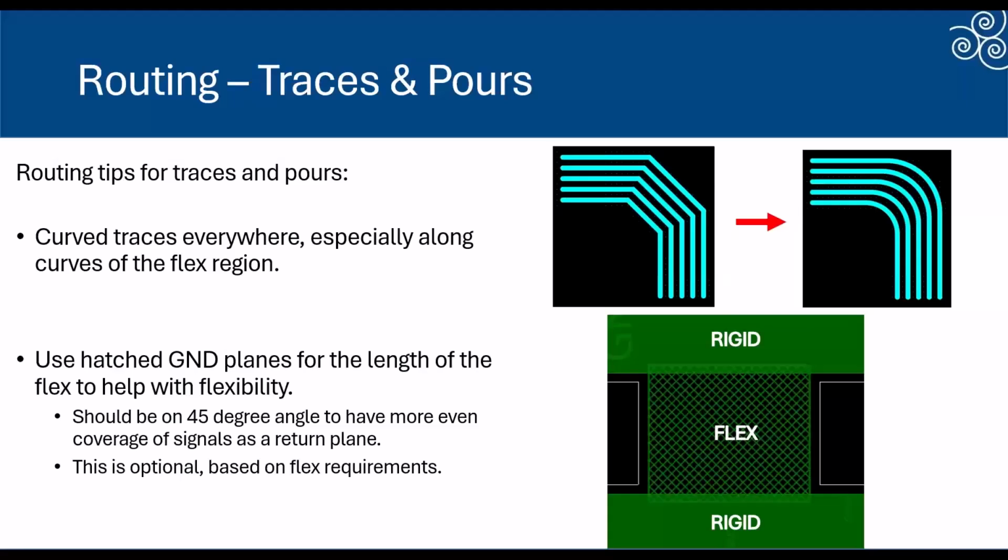If it was 90 degrees, then you might have some signals fully over a track of the hatch plane and some that are skipping over every single one, and that gives them different access to return plane and could create some noise in some of your signals. Having it on a 45 is going to have the return plane more consistent for all of your signals, so that won't be as big of a source of any issues in your signal integrity. And the flex being hatched is optional based on your flex requirements, but it's a very common use of hatched design.